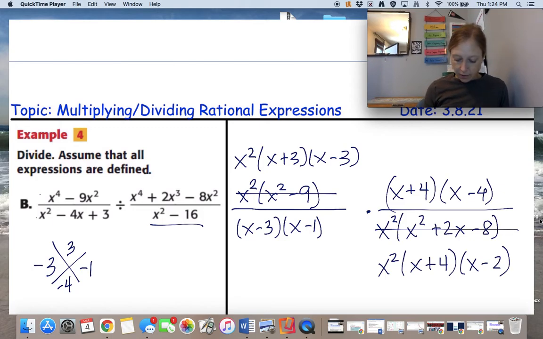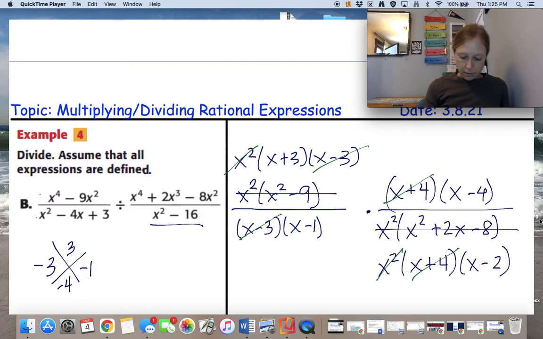All right, let's cancel everything we can. So I'm going to look top and bottom first. I see x minus 3, x minus 3. x plus 4, x plus 4. I remember I factored out those x squareds. Those are diagonal from each other.